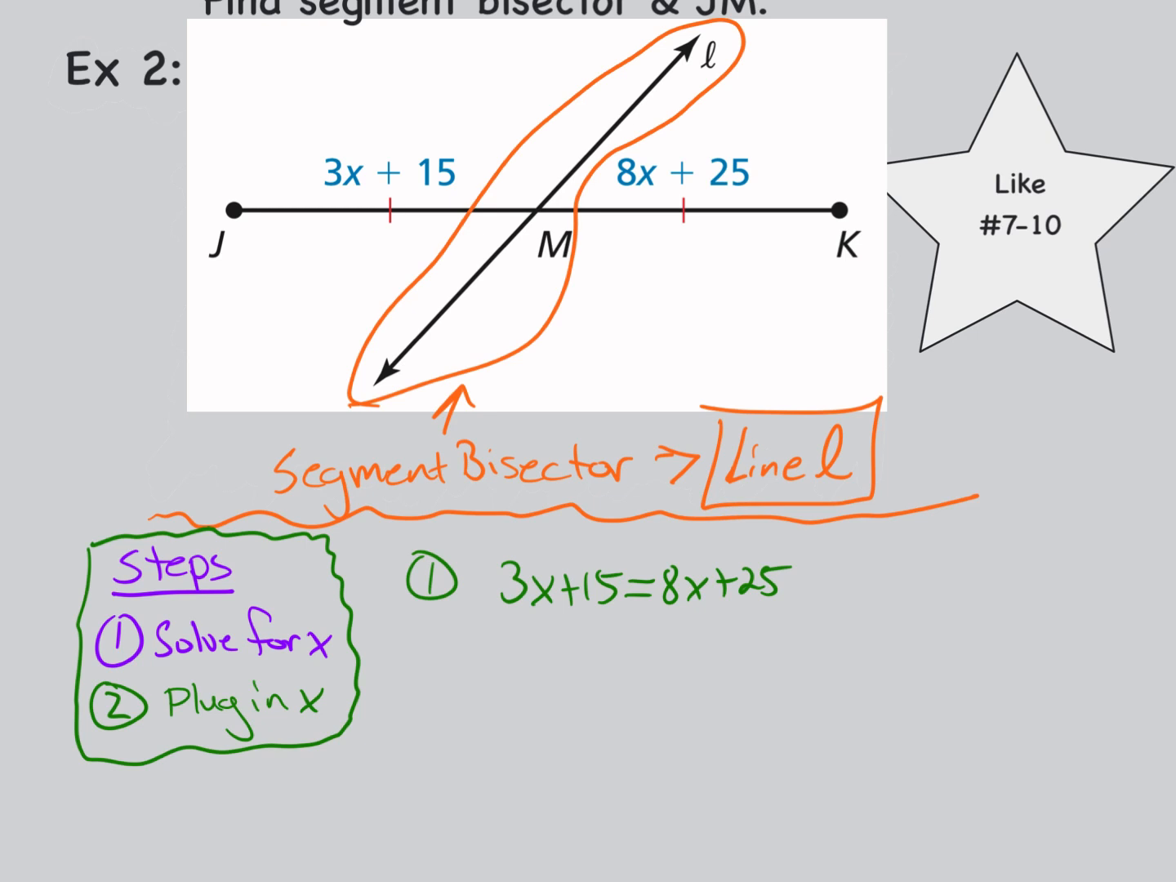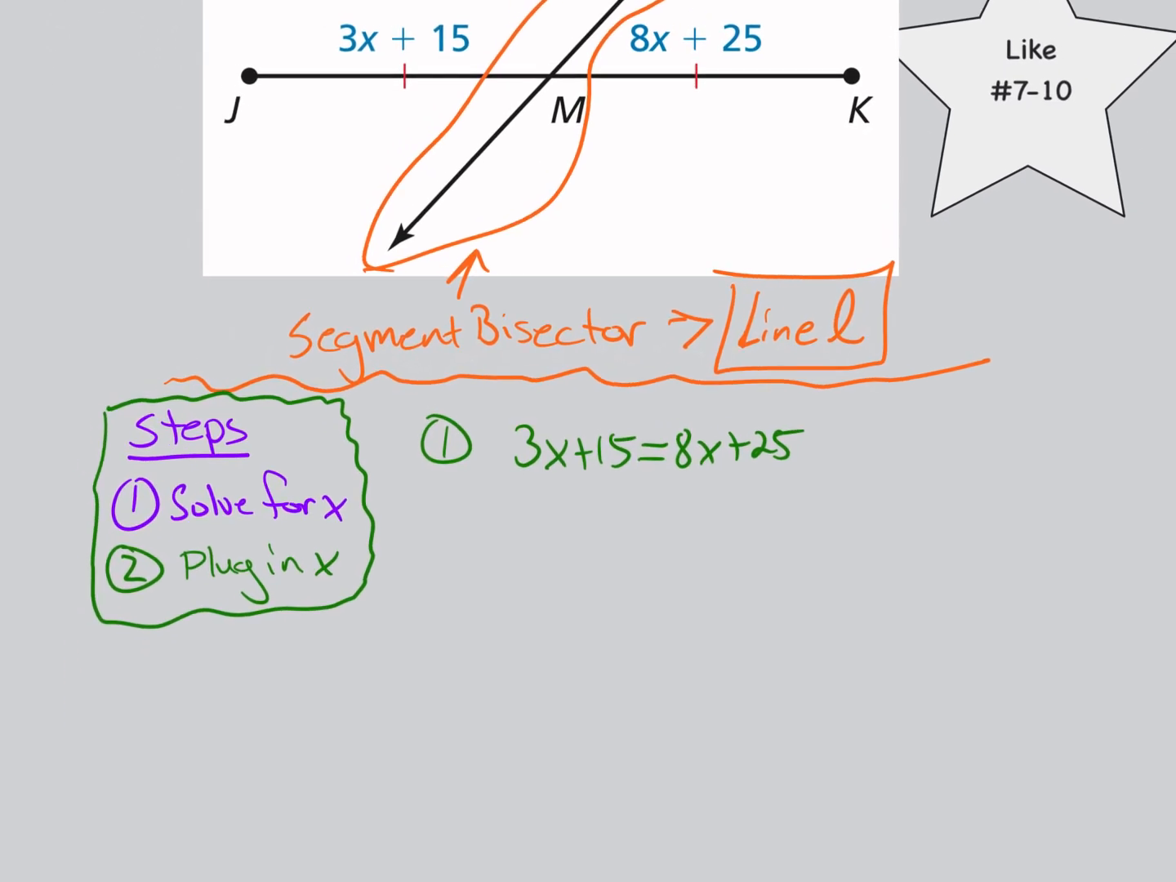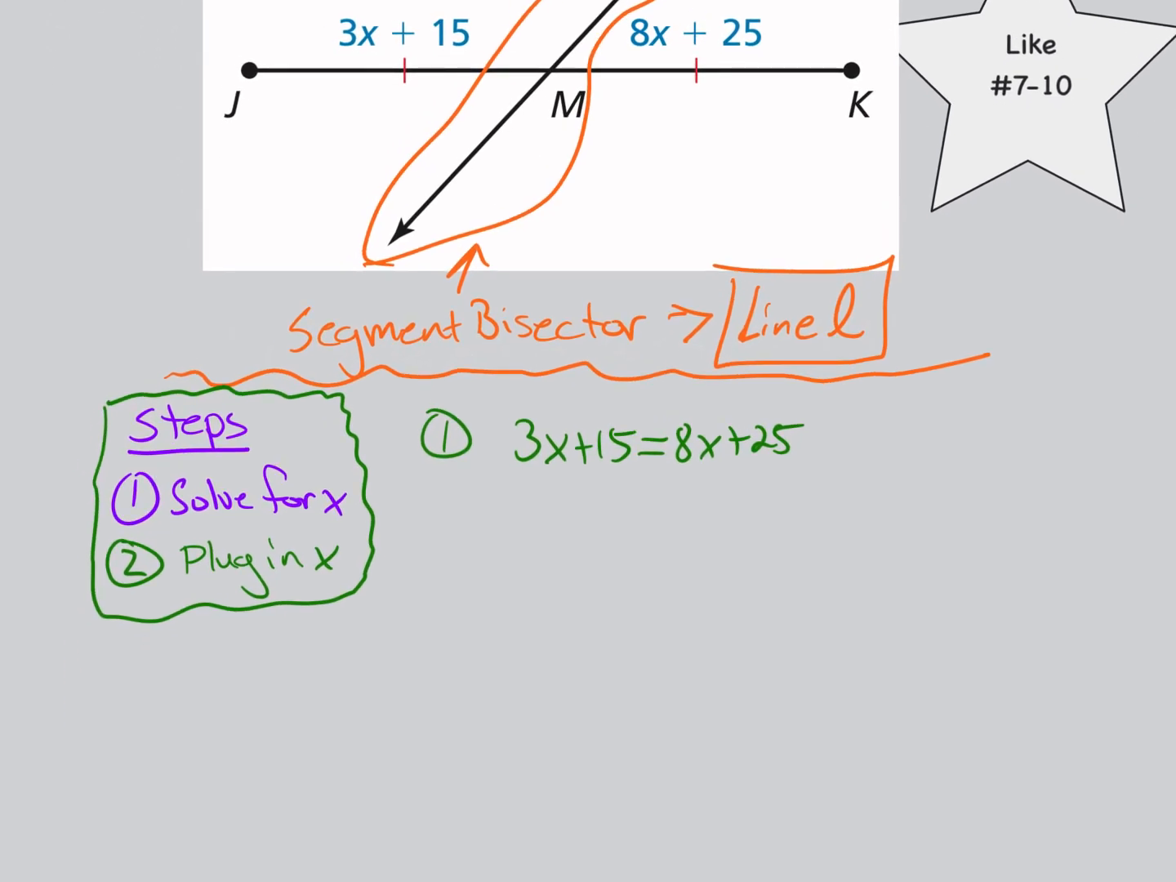Now that we have it set up as an equation, we can figure out what x is. We've got to just get it by itself. Do y'all want to move the x's to the left or to the right? Either way will work. I need to move that 8x to the left, so I'm going to subtract it. Whatever you do on one side, you have to do on the other. Then I'm going to bring the 15 down and the 25.